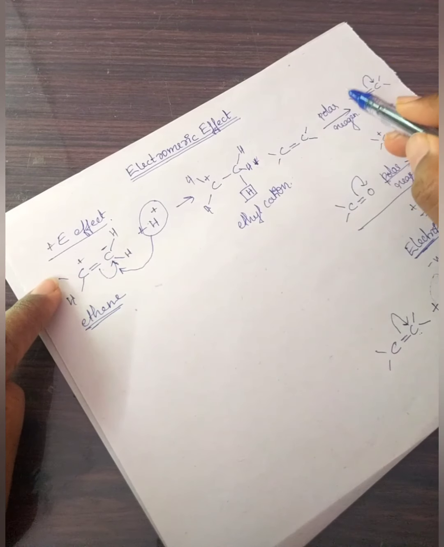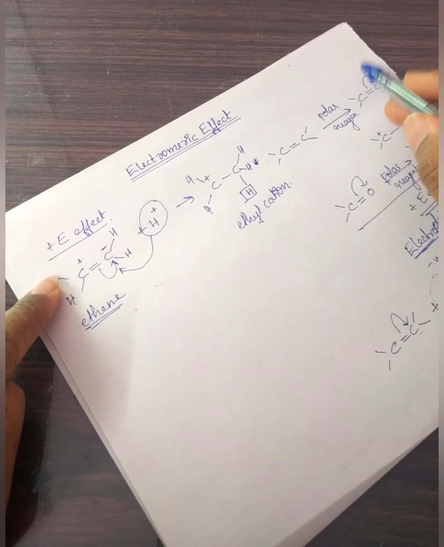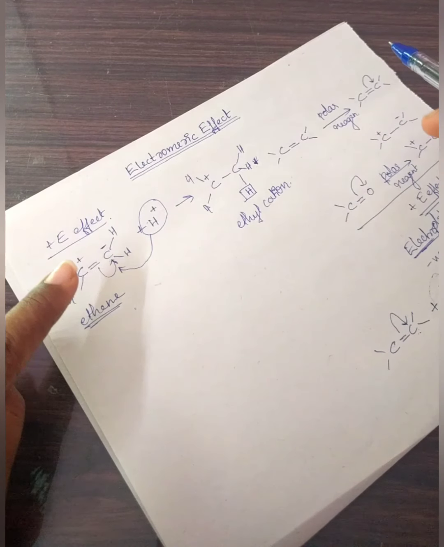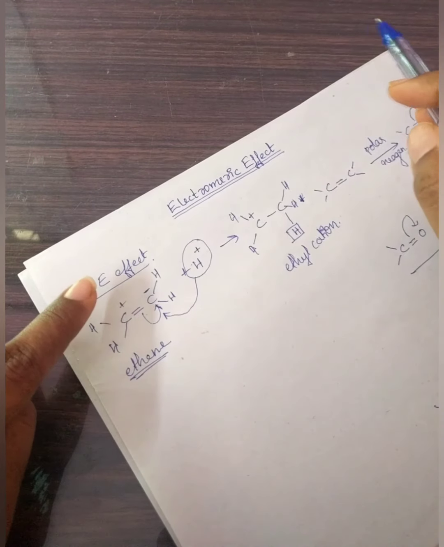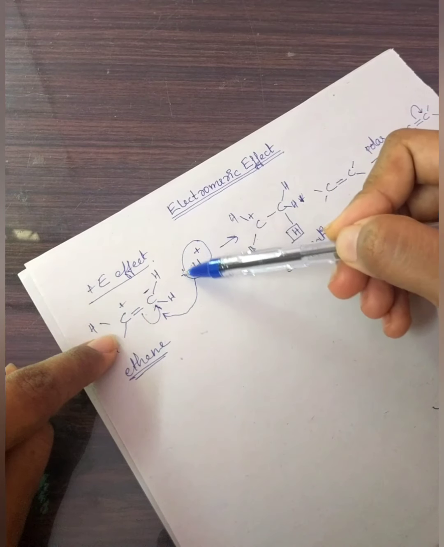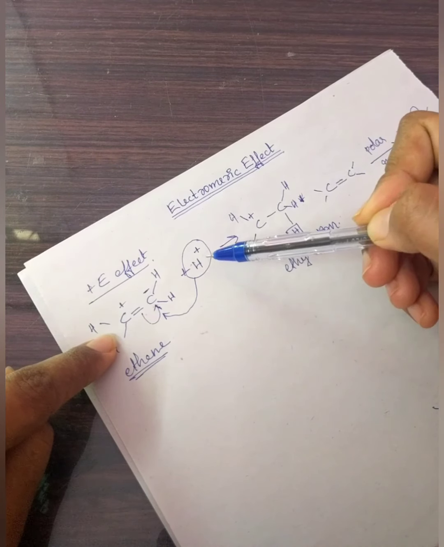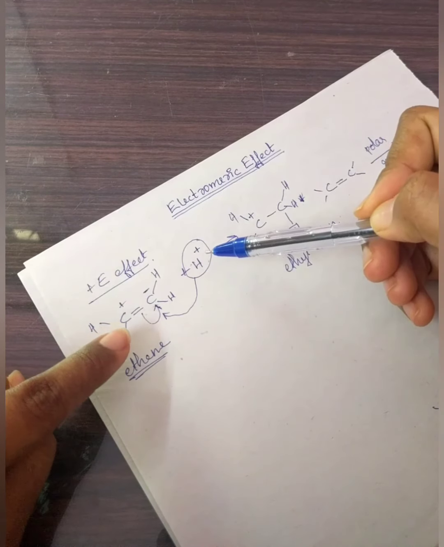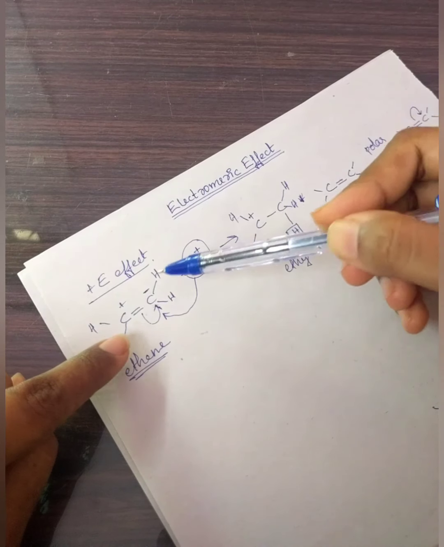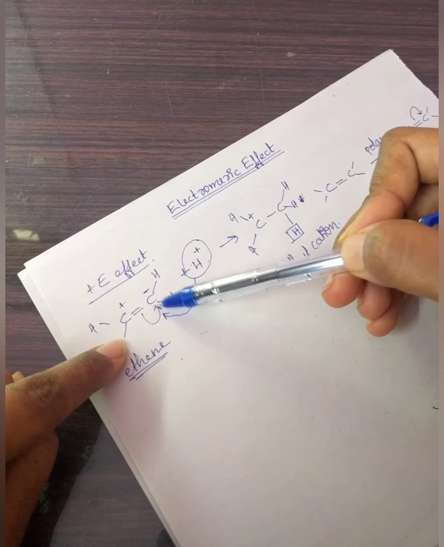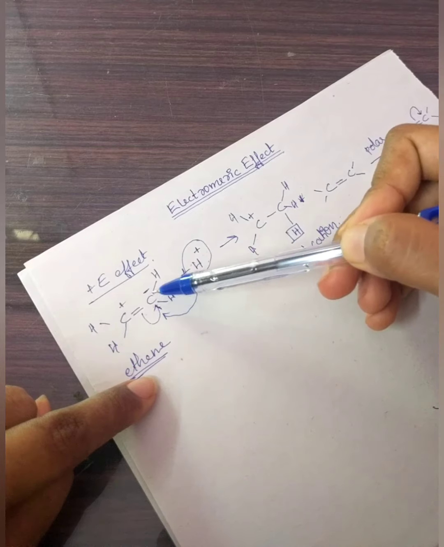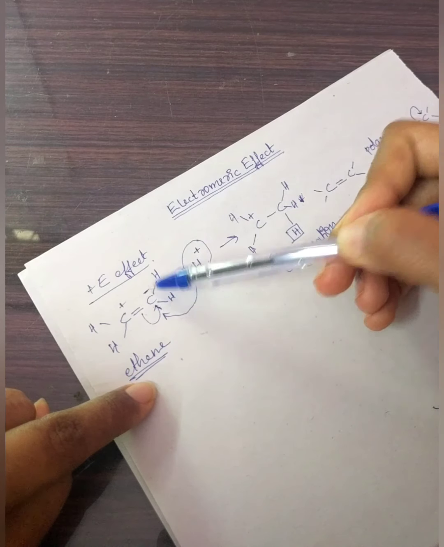So this is basically our plus E effect. If you know the plus E effect, it is very easy to understand the minus E effect. In the case of the plus E effect, let me repeat once again, the positively charged species or the electrophile will attach to the place where the electrons got shifted or where there is a negative charge.